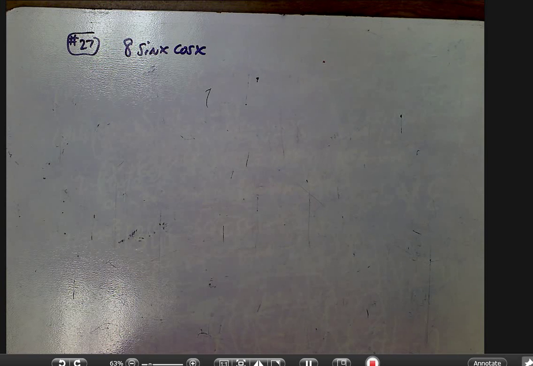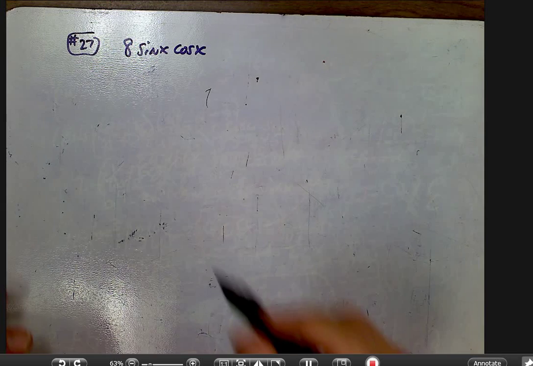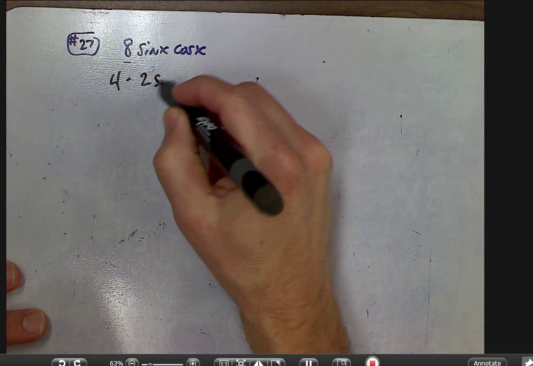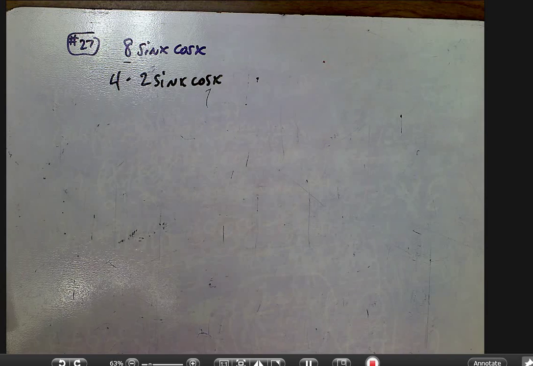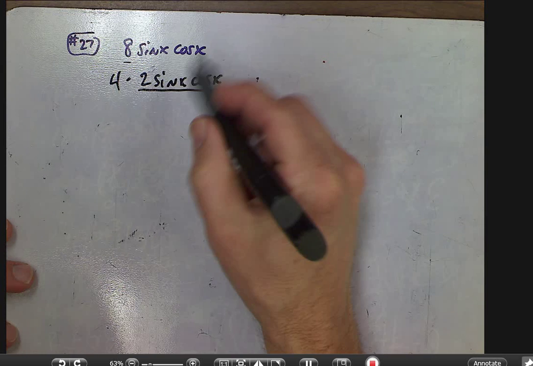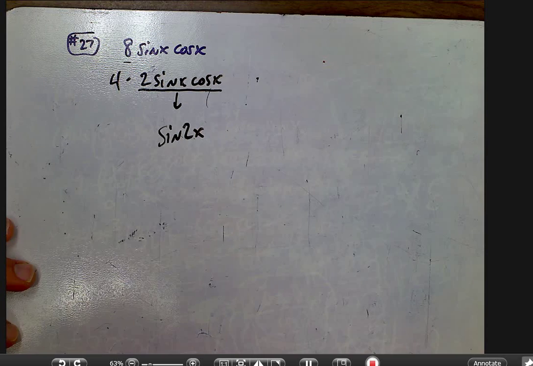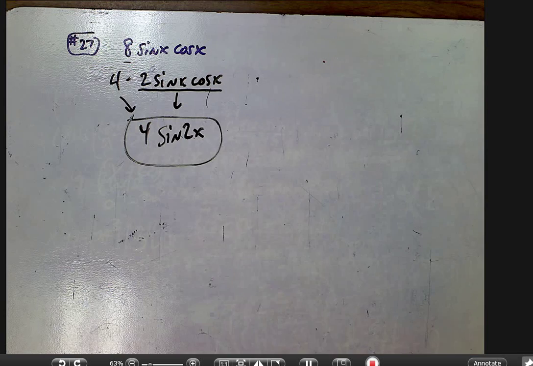Press pause. Okay, I expected you back pretty quickly because this one's a little different. For the 8, I just broke that into 4 times 2 sine x cosine x. And what I notice about this is 2 sine x cosine x is the same as the sine of 2x. Put the 4 in front, and that's how you do that one. Okay?